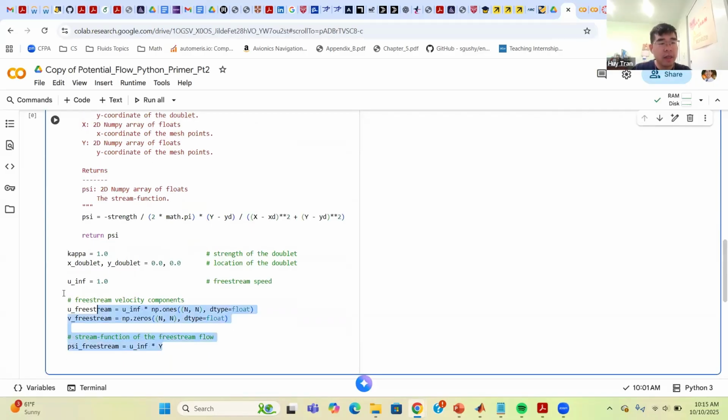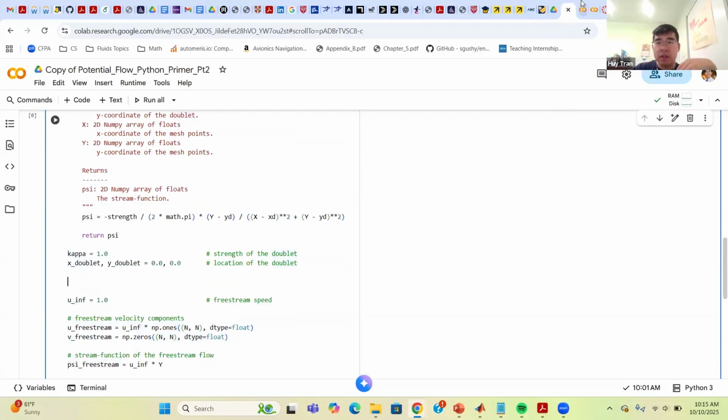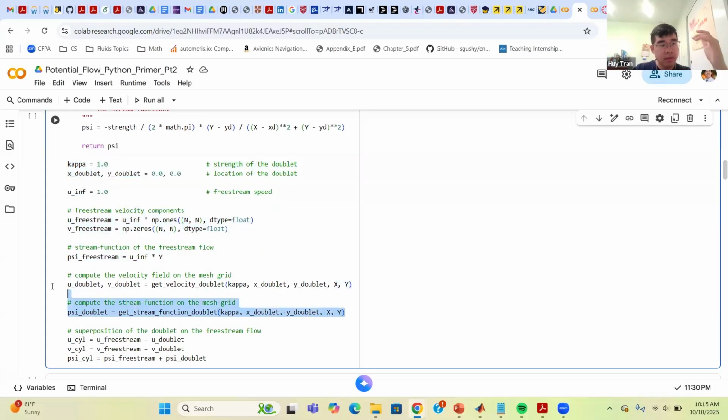So in this code, we obtain all of our free stream requirements, the u, v values and psi, but we still need to do it for the doublet. So for the doublet, we use the new functions that we obtained here, and these will give us our u, v values and our psi values for the doublet.